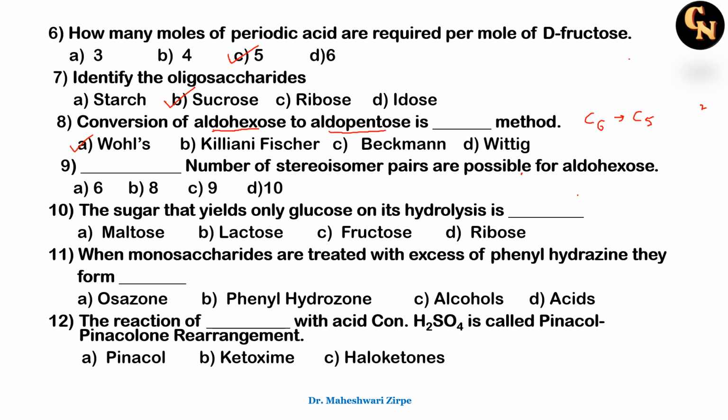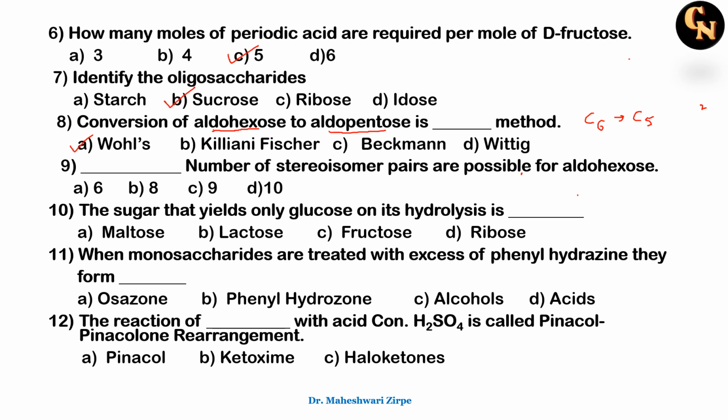The next is, dash number of stereoisomer pairs are possible for aldohexose. This also we saw in the last video. If you want to watch all these videos, the link will be given below in the description. Go and watch those videos also.